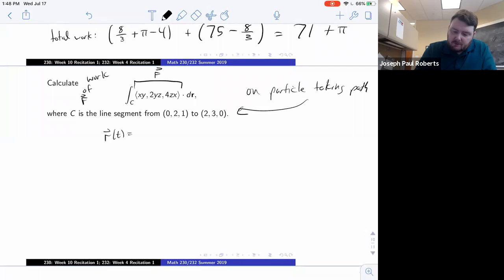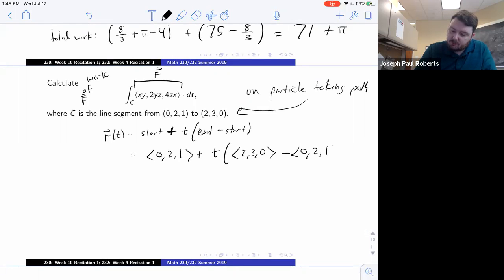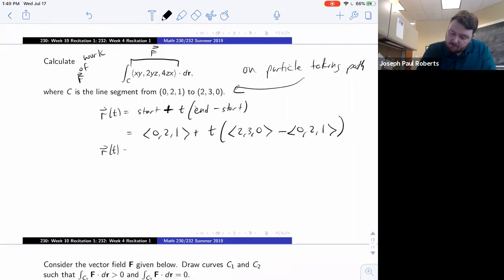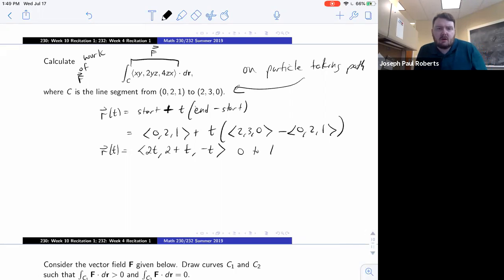r of t, if we do start plus t times end minus start, we get (0, 2, 1) plus t times ((2, 3, 0) minus (0, 2, 1)). So we get r of t is what? 2t, 2 plus t, 1 minus t. And so again, I think it's good to just plug in t equals 0, t equals 1.